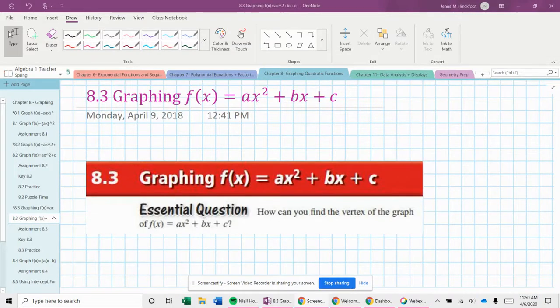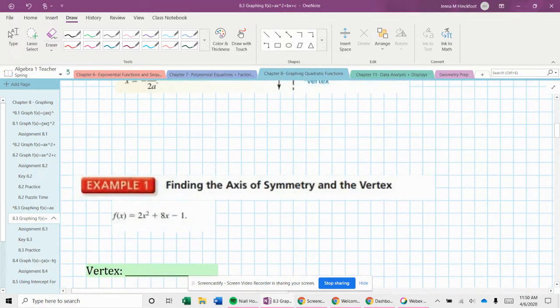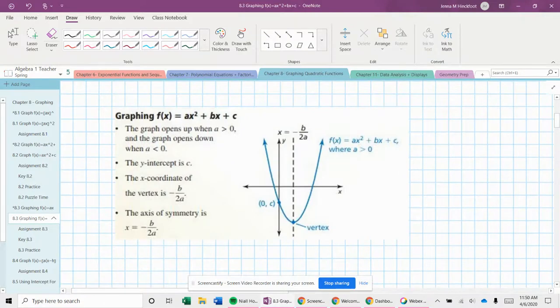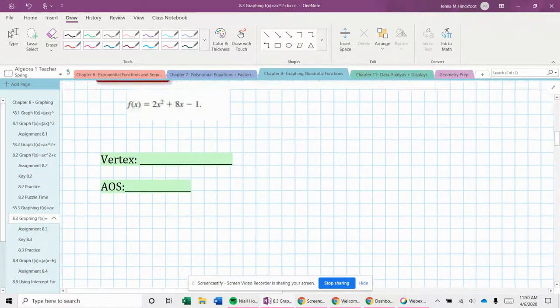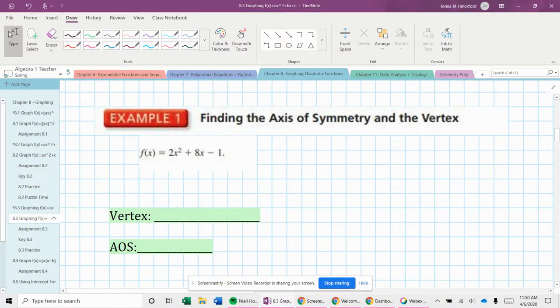Okay, so 8.3 is graphing f of x equals ax squared plus bx plus c. So we're just going to do a few of these. I will break down kind of what you'll see on your assignment, and then we'll go from there. I will go over this in my own words as we go through. So let's just go down to example 1.